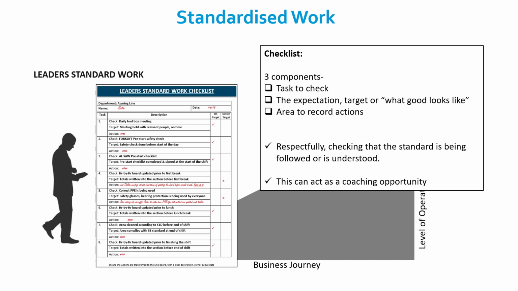Now, what does a checklist look like? Very simple. Remember, we're only checking the important things. 3 components. There's the task that we've got to check, the expectation, the target, or what good looks like, and an area to record the actions. It's the local leader checking the standard is being followed or is understood. And this can really act as a great coaching opportunity.